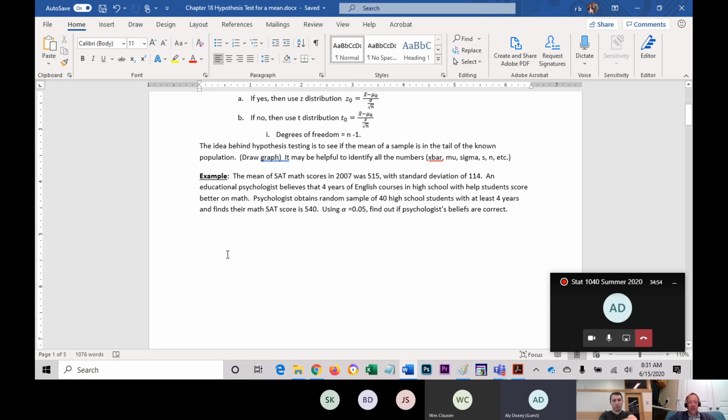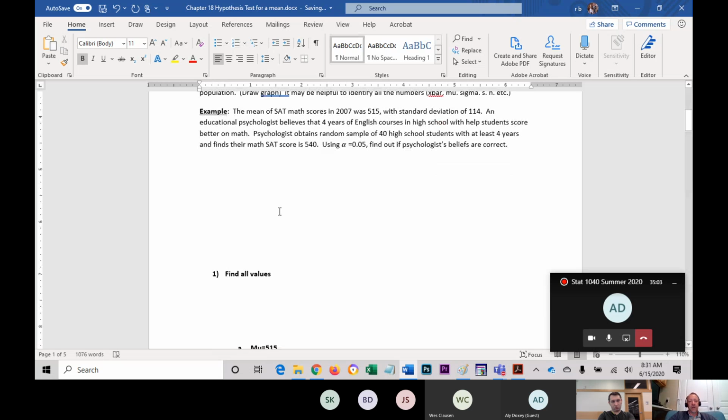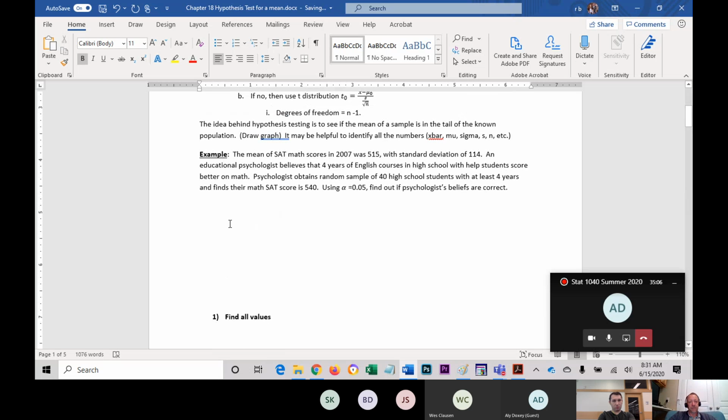Write down your numbers. List all your numbers, okay? All right, and I think I wrote that down there. Find all the values. So what are all the values here that we're supposed to find? Mean SAT score was 515. What's 515? Your mu. That's population? Correct. And a standard deviation of 114, what is that? Sigma, because that also comes from the population. It doesn't say it comes from the population. You have to determine that, okay?